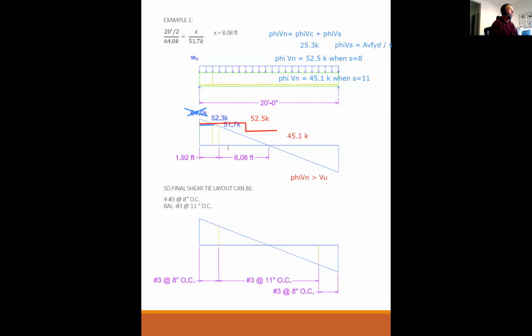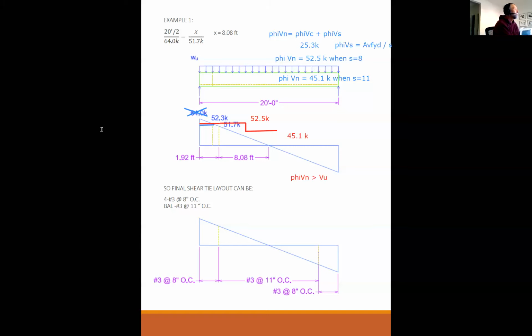Okay, does that help? Yeah, but why did we get 52.3? 52.3 is Vu. Okay, but it's still demand. So I'm overlaying two plots. The blue line is Vu, the red line is phi Vn. Okay, all right. Now I see the visual.